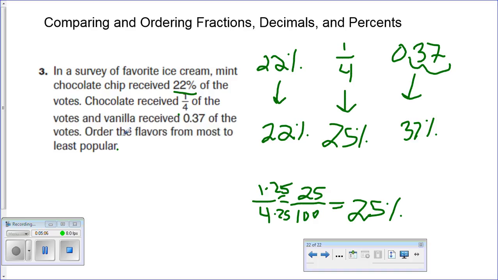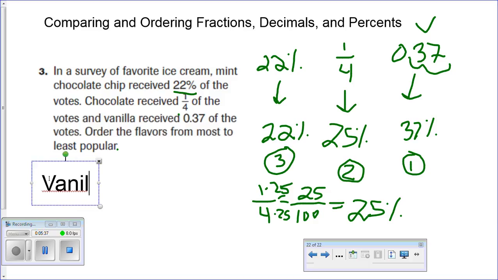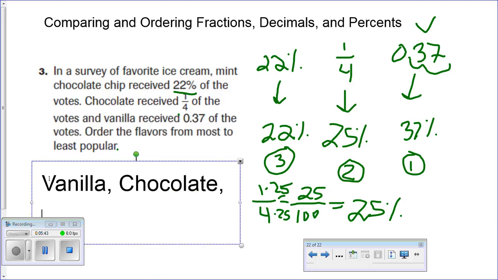Okay, so we need to order the flavors from most to least popular. So looking at these three percents, which one is the most popular? Well, this represents vanilla. So vanilla is the most popular. And then second in line comes my chocolate. And then last is my mint chocolate chip. Okay, so if we number these, that's great, but we also need to write it out. So most popular, vanilla is most popular, and then second comes chocolate, and then last we have mint chocolate chip.